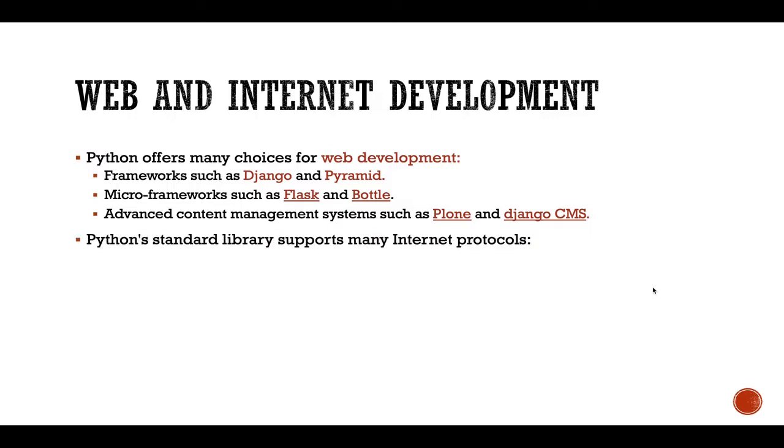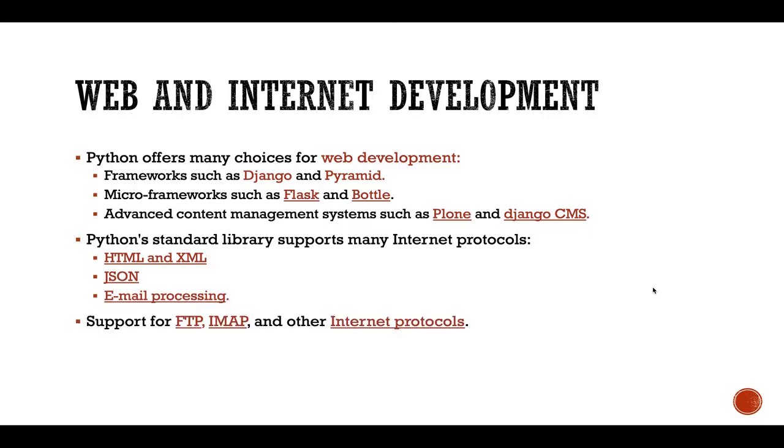Next, Python has a standard library that supports many internet protocols like HTML, XML, JSON, email processing, and also Python supports FTP, IMAP, and other internet protocols. So because of the presence of all these features as well as the related tools, Python is widely used for web and internet development. And it also has an easy socket interface.